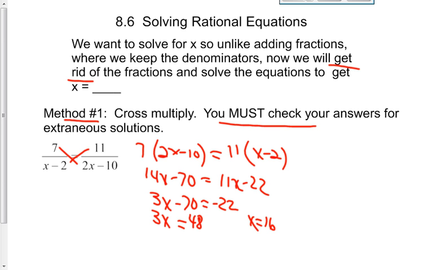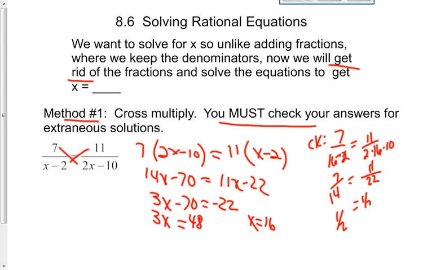So off on the side someplace, and this has to be a written check, you can't just do it in your head: 7 over 16 minus 2, does that equal 11 over 2 times 16 minus 10? 7 over 14, that's 1/2. Does this equal 11 over 32 minus 10, which is 22? 11 over 22, yes, 1/2 equals 1/2.